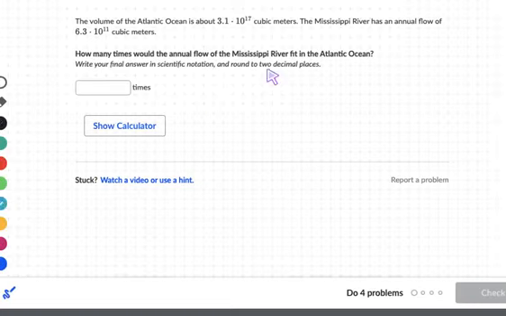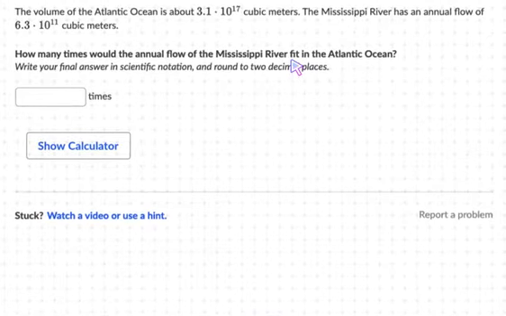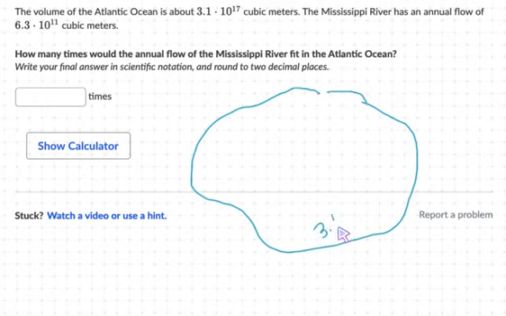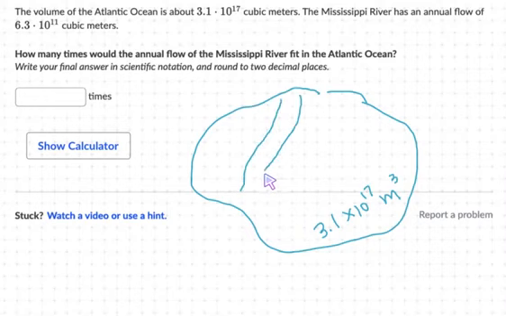Okay, so with this problem, I am going to draw myself a picture because that'll help me visualize things. So first I have the Atlantic Ocean. It's huge. It's an ocean. And it is about 3.1 times 10 to the 17th cubic meters. And then I have the Mississippi River. So that's going to be smaller because it's just a river. It's a big river, but it's not as big as the Atlantic Ocean. And it has an annual flow of 6.3 times 10 to the 11th cubic meters.